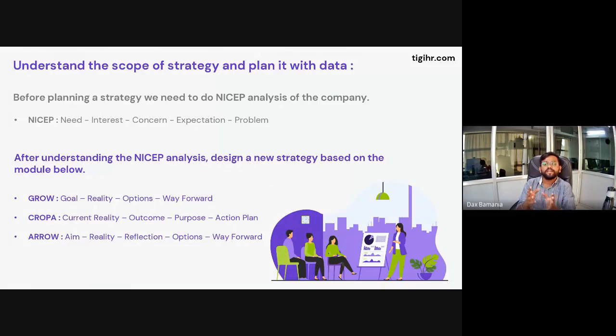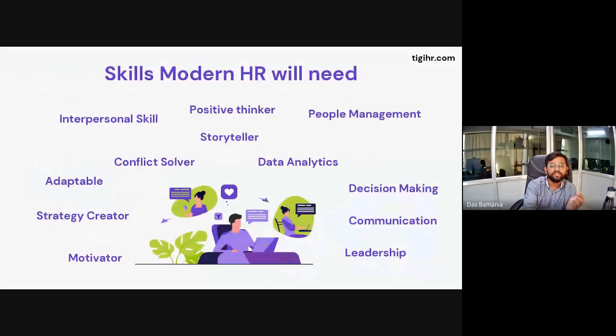Then the GROW part, that is current reality, what outcome we need, what is the purpose and action plan. So accordingly, we can design the strategy. So we need to focus on these modules first before creating any strategy.